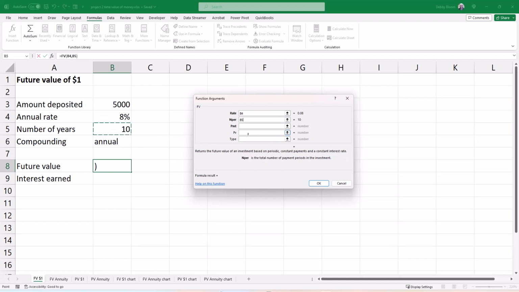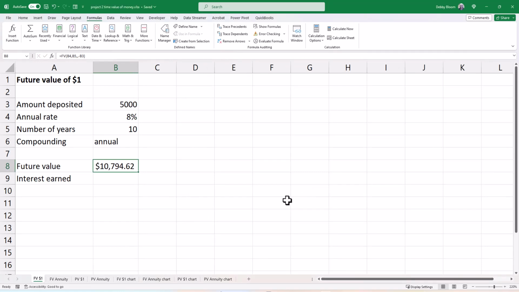And remember, this is an amount deposited. When you deposit money, you spend money. The PMT box would mean that we're depositing $5,000 each year of the 10 years. This is the future value of $1. We're making one single deposit. So in the PV, I'm going to type a negative sign, and I'm going to click on the 5,000.